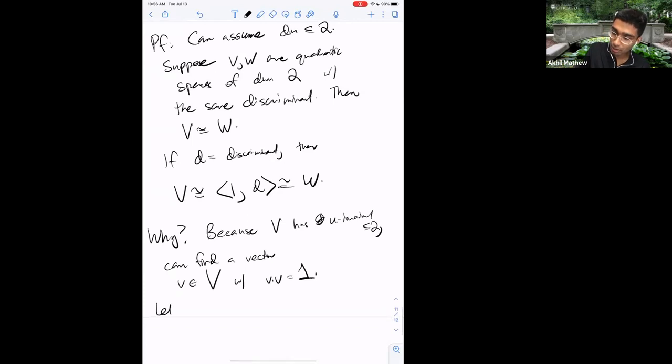And then let v' be some vector in the orthogonal complement, and then you diagonalize. And then what you find is that this two-dimensional quadratic space is isomorphic to the following. You have a vector of length 1, and then you have some orthogonal vector whose length is something. But just by looking at the discriminant, that something has to be d times a square.